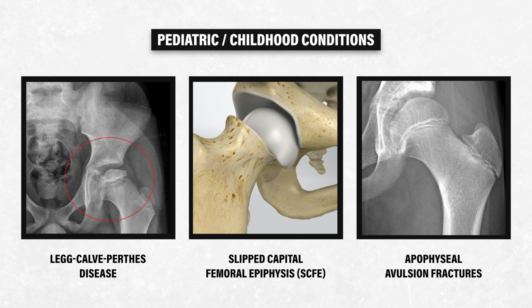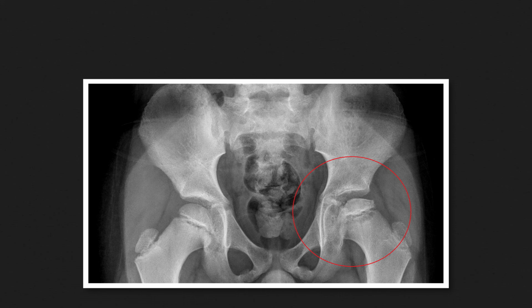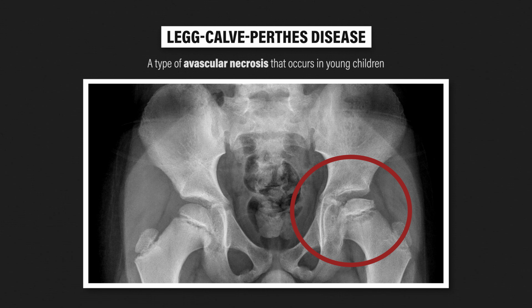Although I briefly mentioned developmental dysplasia of the hip, pediatric or childhood conditions are not the focus of this video. However, here are 3 diagnoses to be aware of. 1. Legg-Calvé-Perthes disease, which is basically a type of avascular necrosis that occurs in young children. Its name comes from the 3 surgeons who first described it.